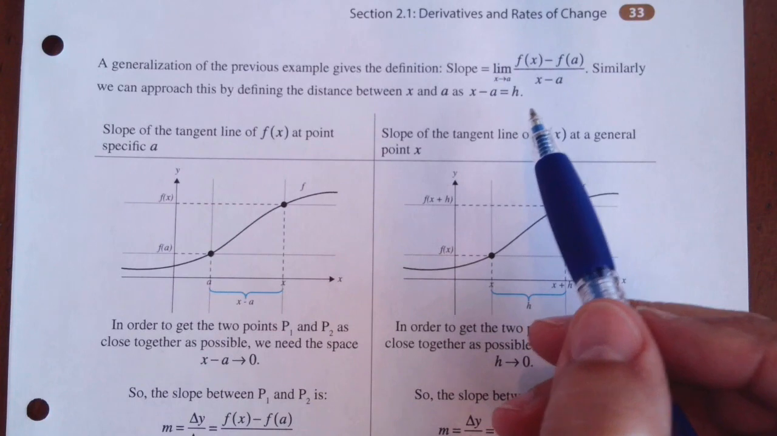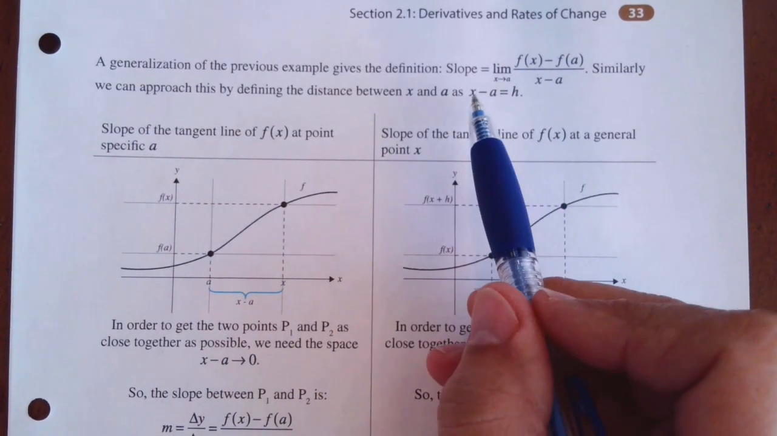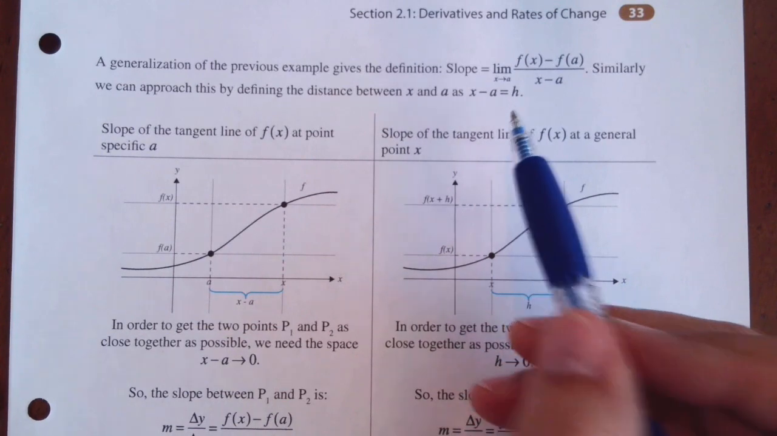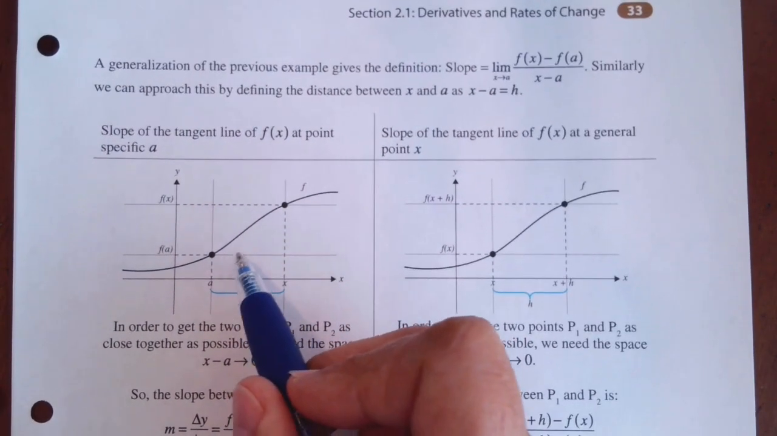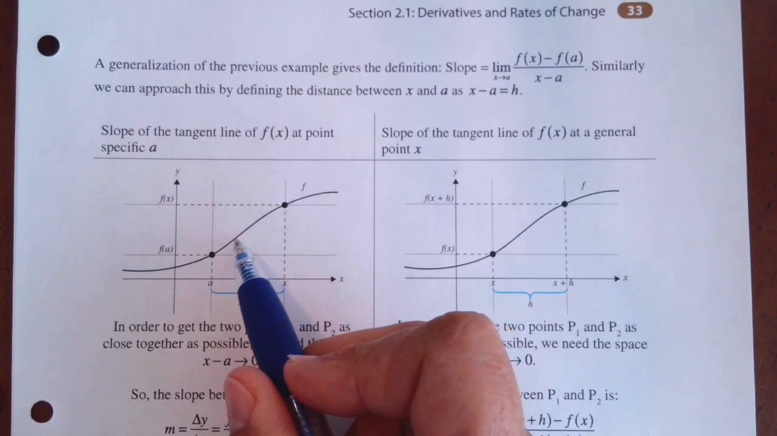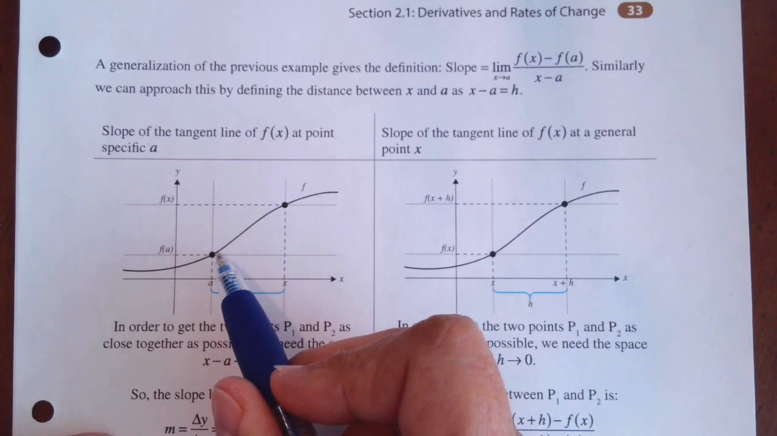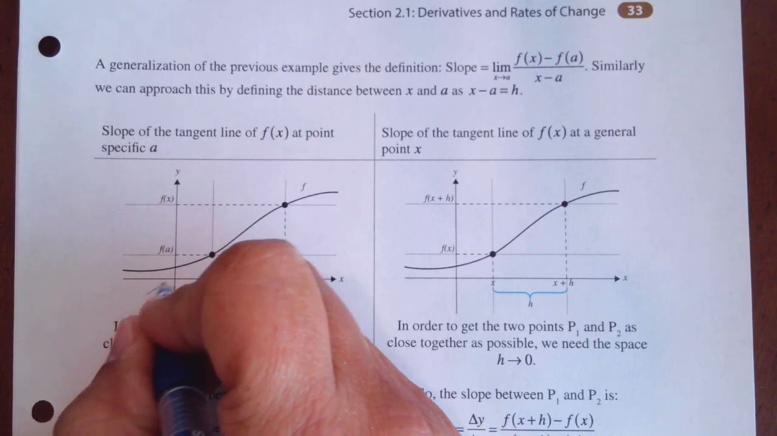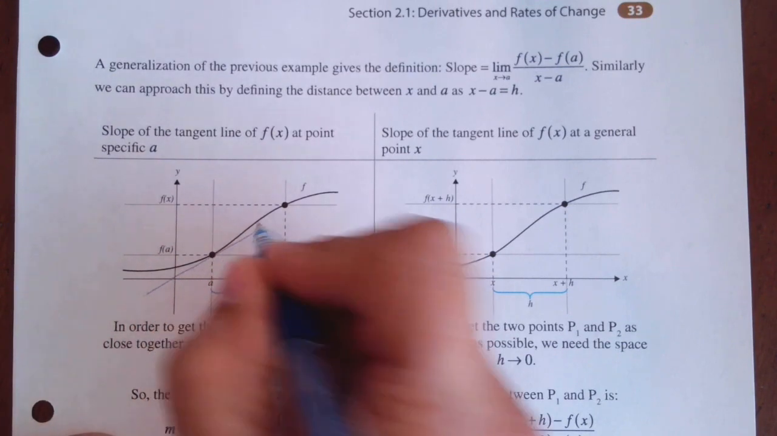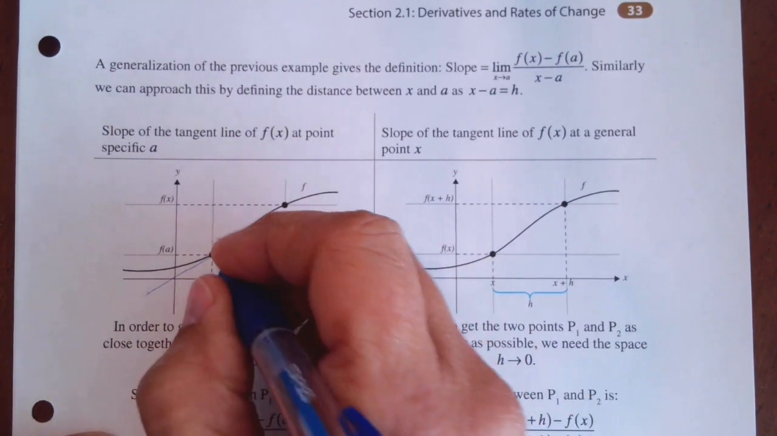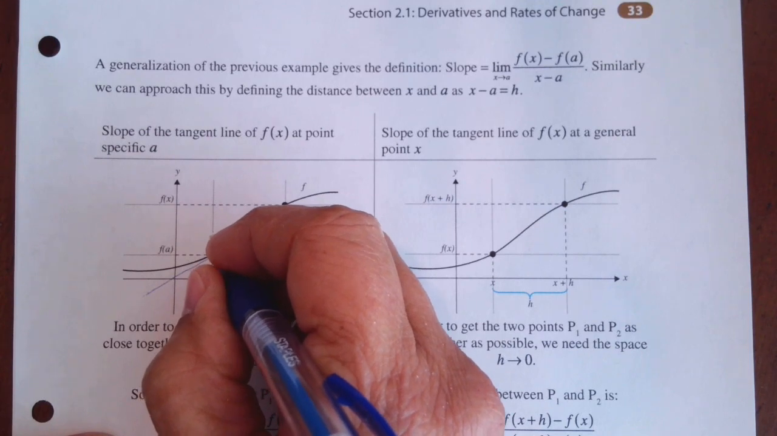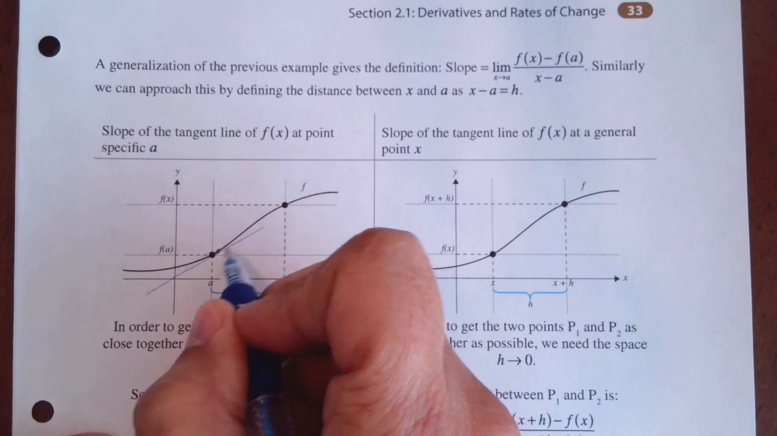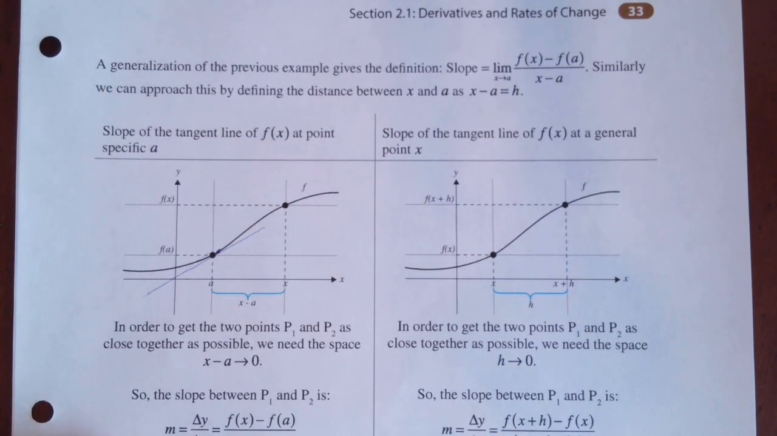Okay, so again, what we're trying to do is get the x minus a part as close to 0 as we can. We want the distance between the 2 points we're finding to be really close together. Okay, so again, if I'm looking for the tangent line right here, the closer I can get to this point, if I'm right up against it, then the secant line is going to pretty much be the same line, so we can find that slope.